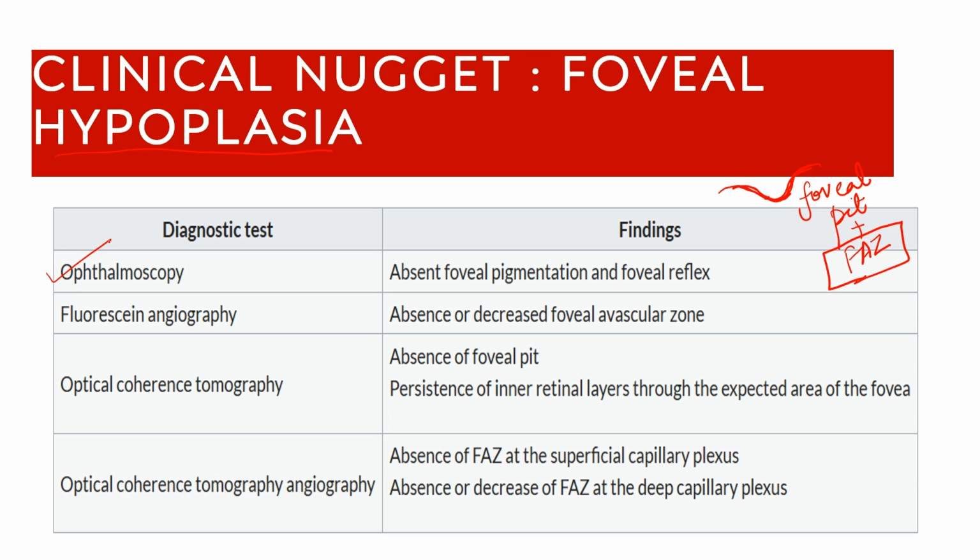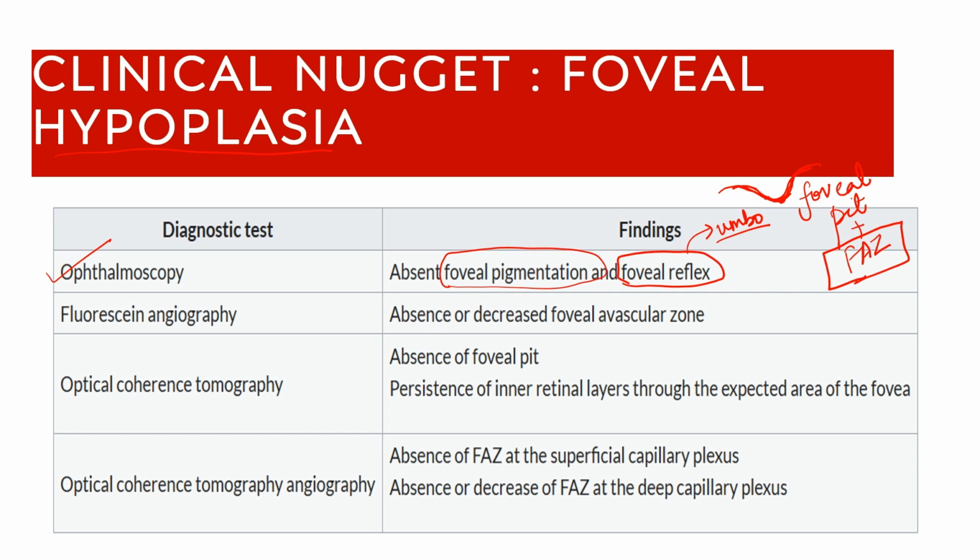Number one is ophthalmoscopy. You will see that the foveal region is not developed properly, so there is no foveal reflex. What did I tell you? The foveal reflex basically comes from the umbo, the extreme tip of the foveal pit. Therefore, since the foveal pit is not developed in foveal hypoplasia, there's going to be absence of the foveal reflex. Apart from that, the normal foveal pigmentation would also be absent.